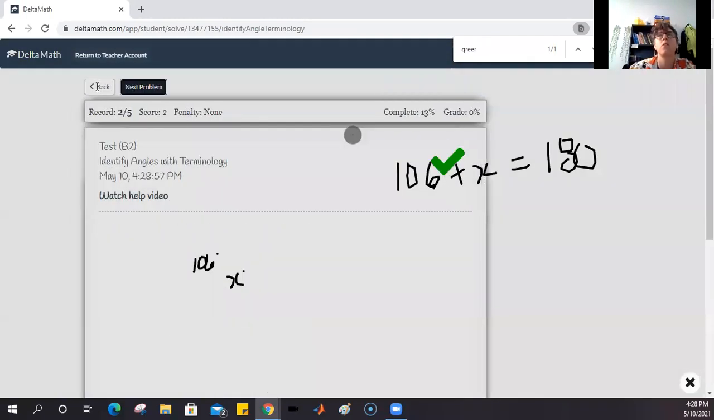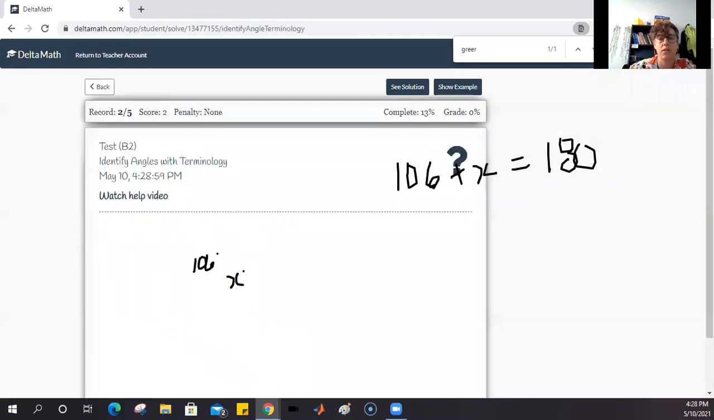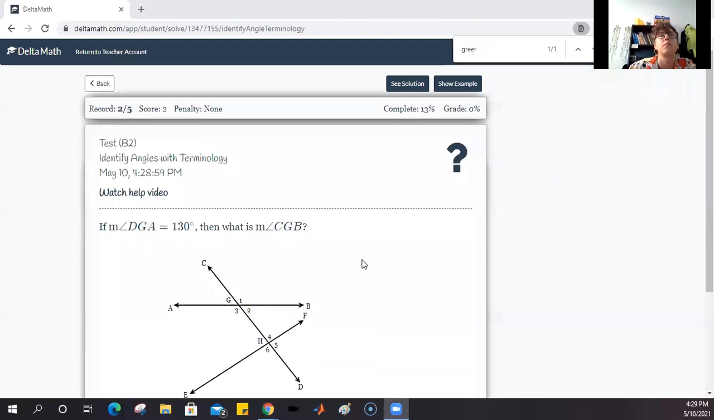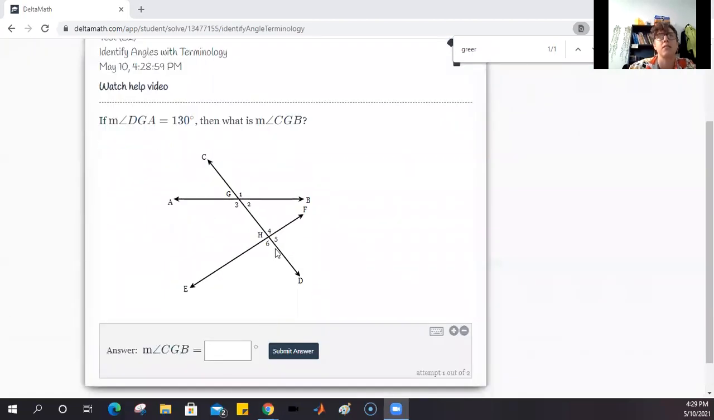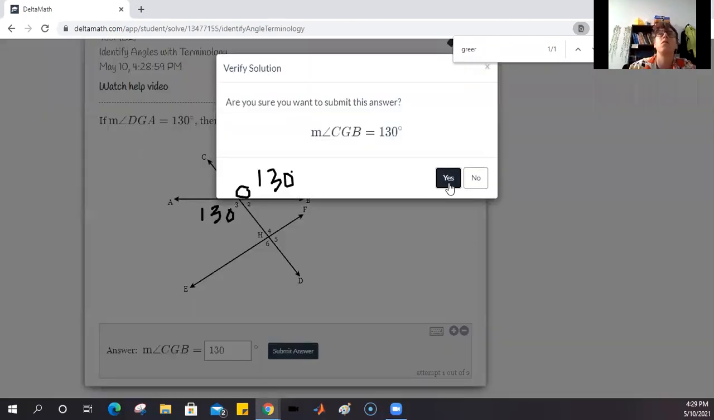Yes, next question. The measure of angle DGA. DGA is way up here. DGA is angle 3. The measure of angle 3 is 130 degrees. What is CGB? I said those backwards. CGB, well, that's this one here, and these are vertical angles, so they are congruent to each other. So our answer should be 130 degrees. Submit.